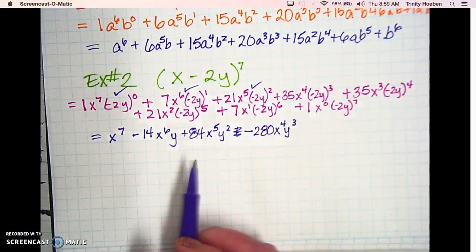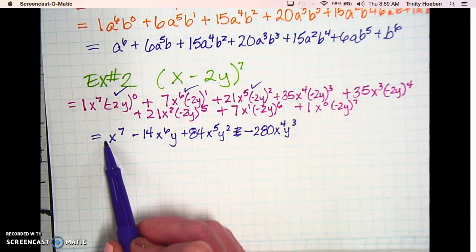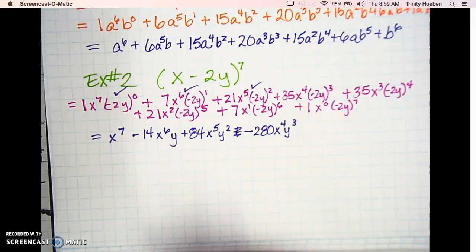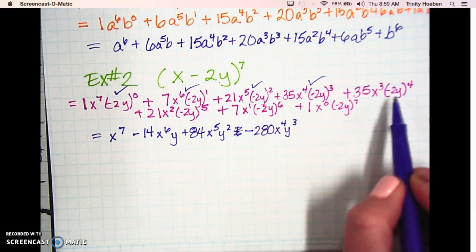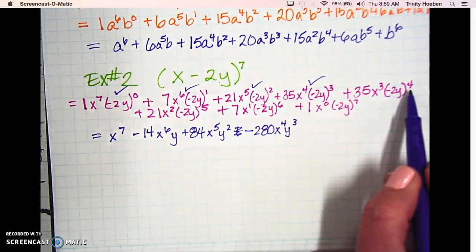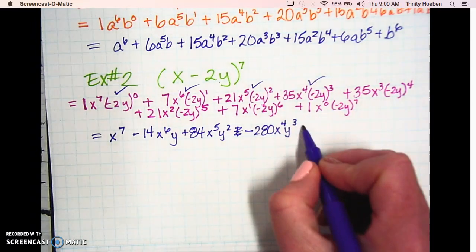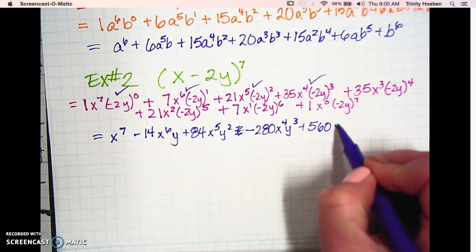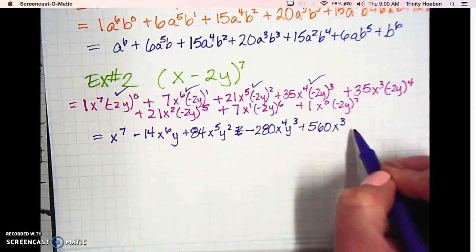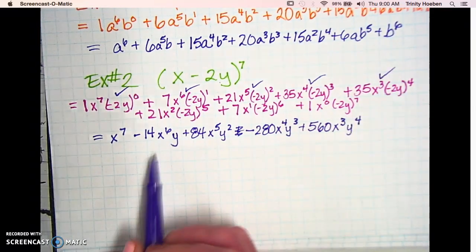You're going to notice that when you have a minus in there, your negative signs should alternate. So positive, negative, positive, negative. The next one should be positive. So for this term over here, we have negative 2y to the fourth. So negative 2 to the fourth is 16. 16 times 35. I got 560. X to the third. Y to the fourth. That one's done. Got a couple more.